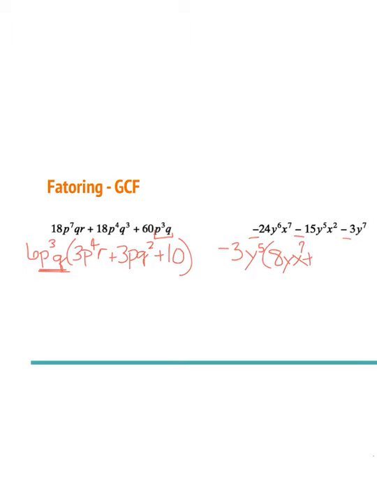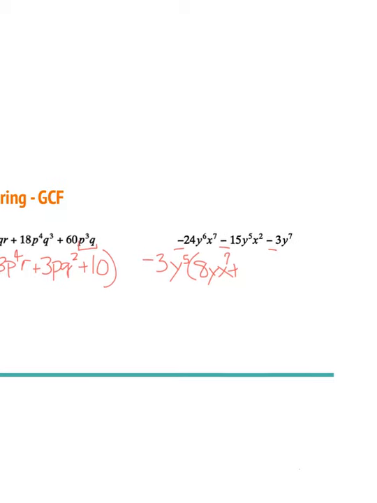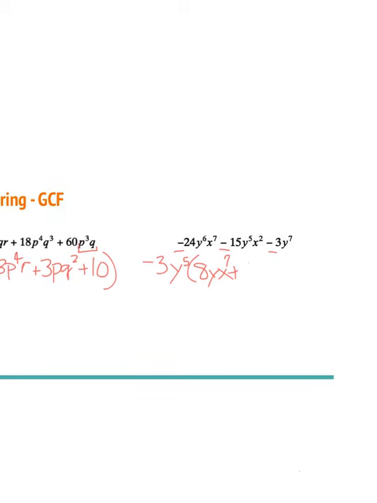Plus, now that's positive because we just factored out that negative 5. We factored out our y's, so we're just left with x to the 2nd. And plus, we factored out that negative 3, y to the 2nd.